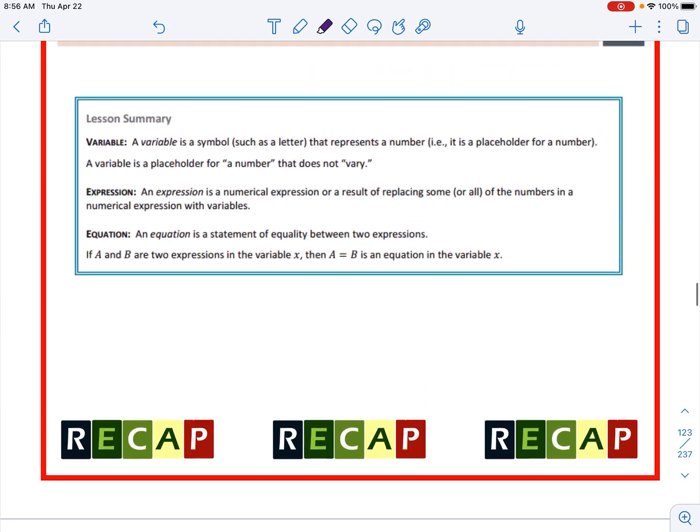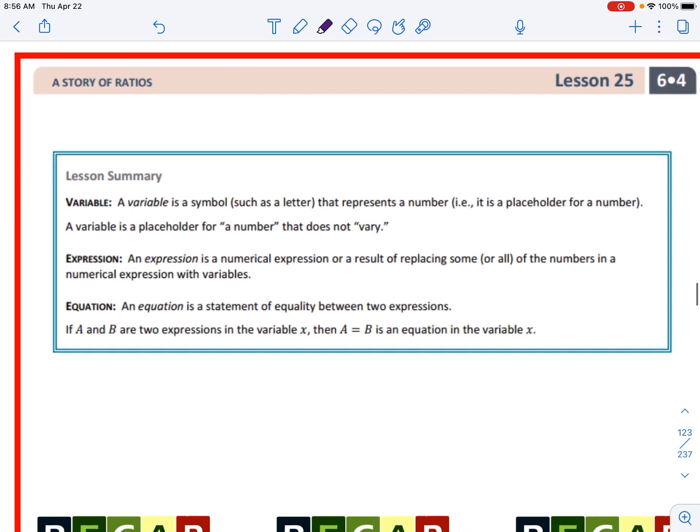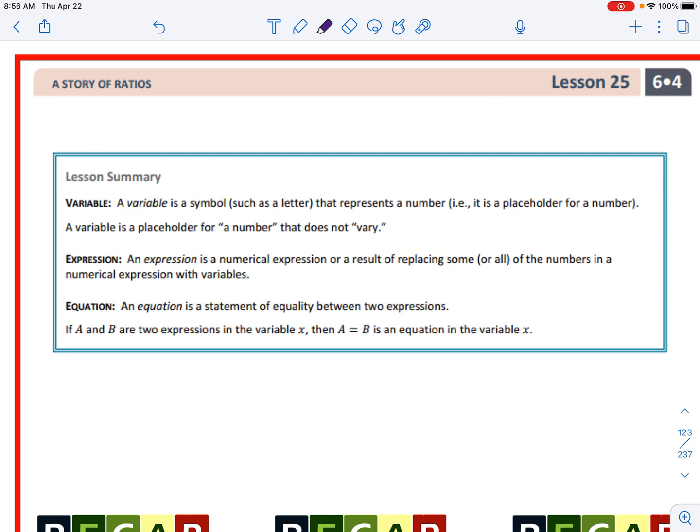All right, guys, so the lesson summary tells us a variable is a symbol that represents a number. A variable is a placeholder for a number that does not vary. An expression is a numerical expression or the result of replacing some or all of the numbers in a numerical expression with variables. An equation is a statement of equality between two expressions. If A and B are two expressions in the variable x, then A equals B is an equation for the variable x.